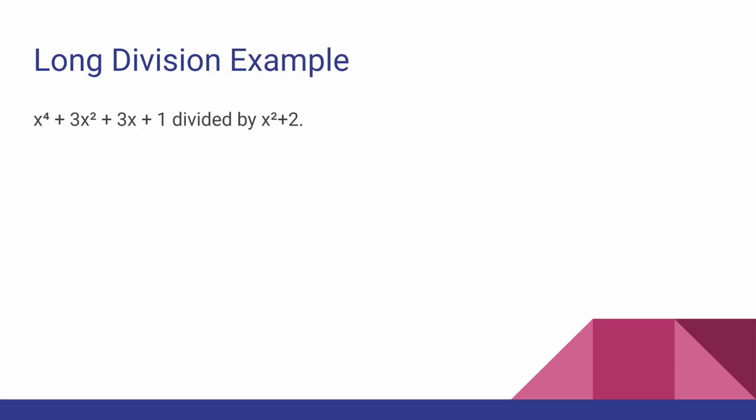Alright, so for example, we have x to the fourth plus 3x squared plus 3x plus 1 divided by x squared plus 2. So I'll give you guys some time to work this out and try to divide it. And if you're struggling, we'll be going over a solution in the next slide. Also, feel free to ask any questions in the chat.